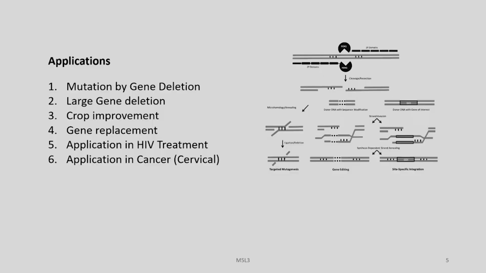So, we will be discussing small mutations which happen due to gene deletion. Then we will take a case of large gene deletion, and some cases where they are applied, for example, in crop improvement, and then also examples where entire genes are being replaced, and then human diseases like the application in HIV treatment as well as the application in cancer. In cancer, there are so many different types, and a lot of research has been going on.